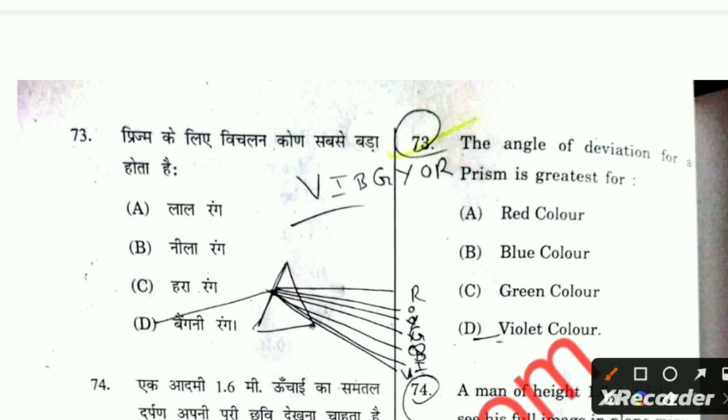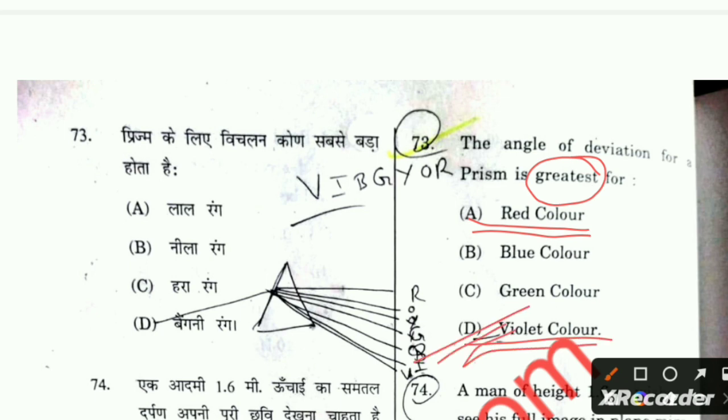The angle of deviation, this question is related to prism. The angle of deviation of a prism is greatest. Greatest means maximum deviation. You know that when white light is passed through the prism, the colors formed are VIBGYOR. For red color we have minimum deviation, but here we talk about greatest, meaning maximum deviation, so violet color is the right option.